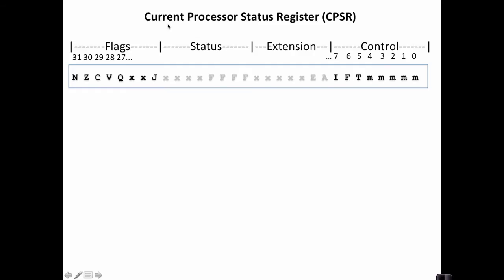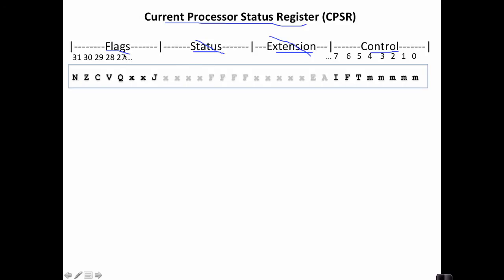CPSR stands for Current Processor Status Register. This special register allows us to understand what's been happening in the processor and also to control to some extent the operation of the processor. It consists of these four parts: the flags, status, extension, and control bytes. The status and extension bytes aren't really used in the ARM processor in the Raspberry Pi.